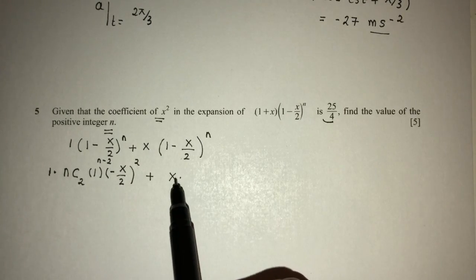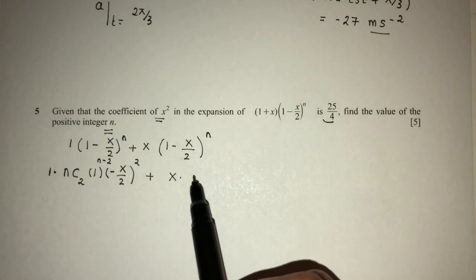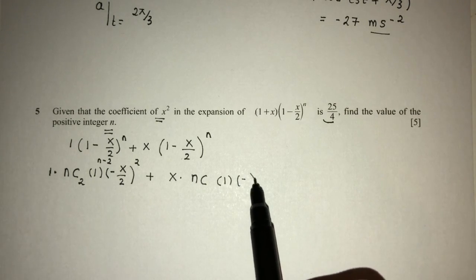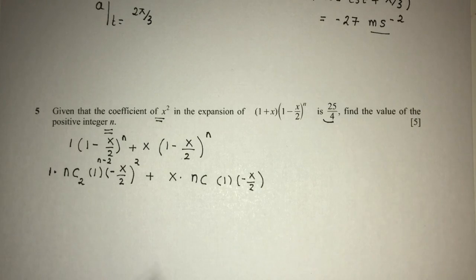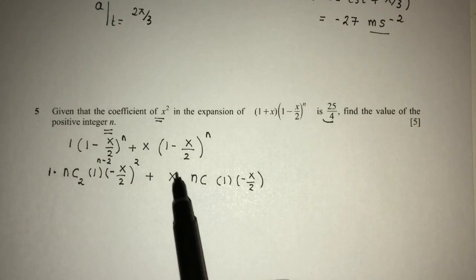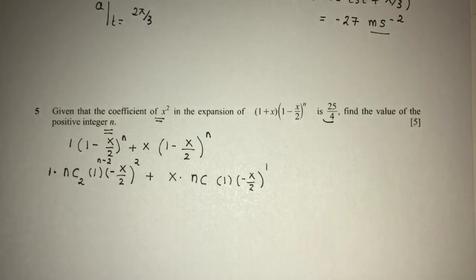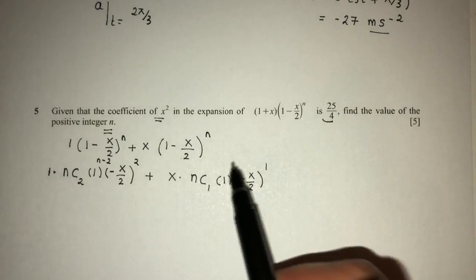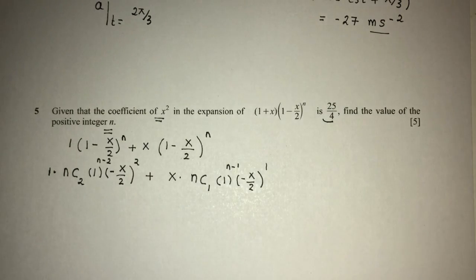x times what will give you something in x squared? So you will have n choose something we don't know yet. 1, and then x over 2, this one. Now, x times something in x power 1 will give you something in x squared. So we know this needs to be 1. If this is 1, this has to be 1, and this will be n minus 1. So simplify.